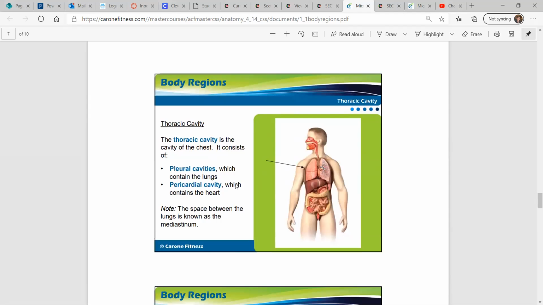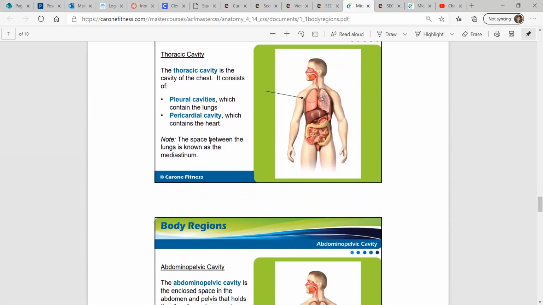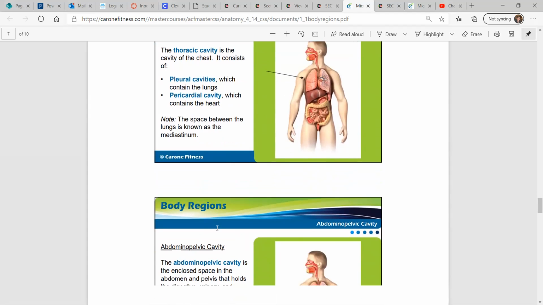So the thoracic cavity is the cavity of the chest. And in there are also pleural cavities. That's where the lungs go. Pericardial cavity, cardio refers to heart. So pericardial cavity is where your heart is contained. The space between the lungs is known as the mediastinum.